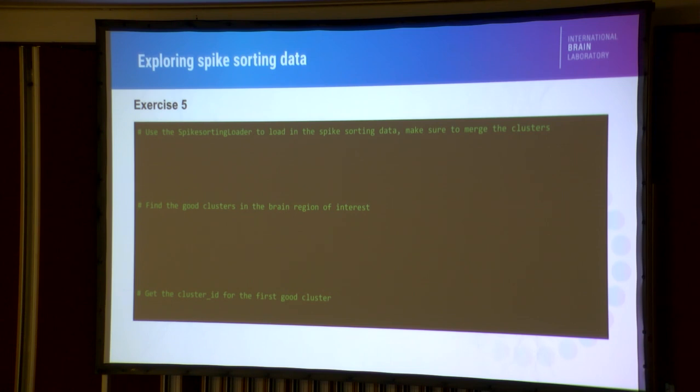So then for the second code cell, we want you to use the spike sorting loader to load in the spike sorting data and make sure to merge the cluster's information with that of the channel using the specialized function. We want you to find the good clusters in the brain region of interest and get the cluster ID for the first good cluster. So you have a minute to do this now.